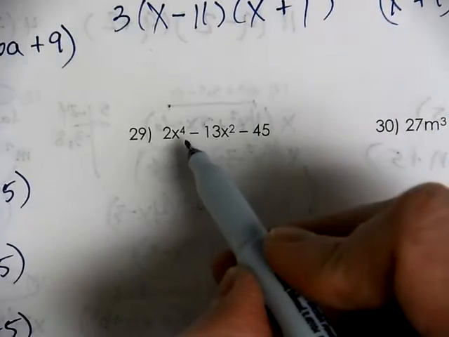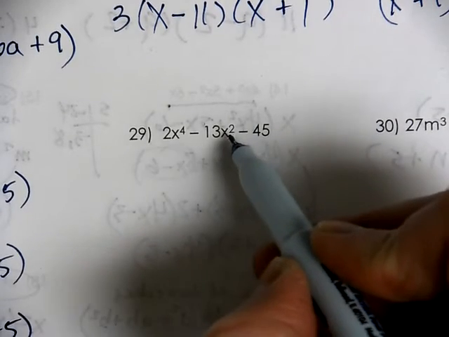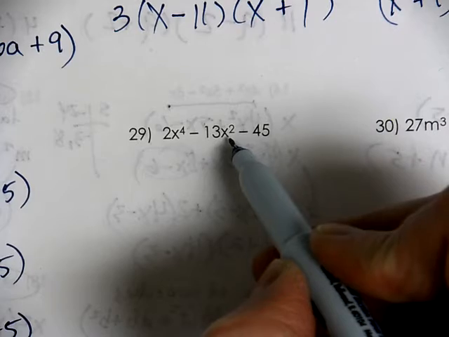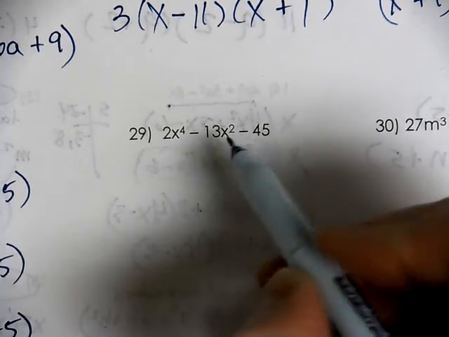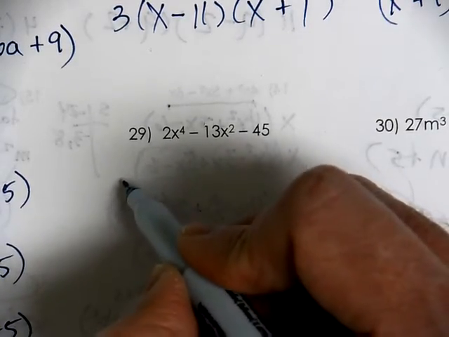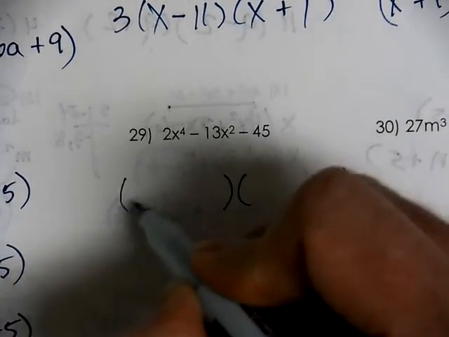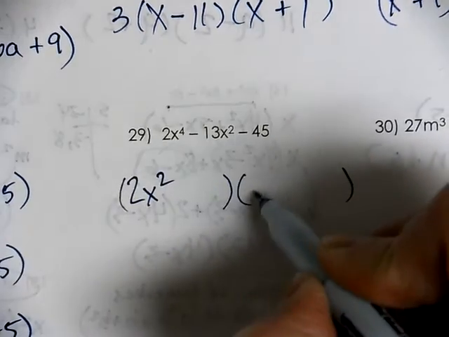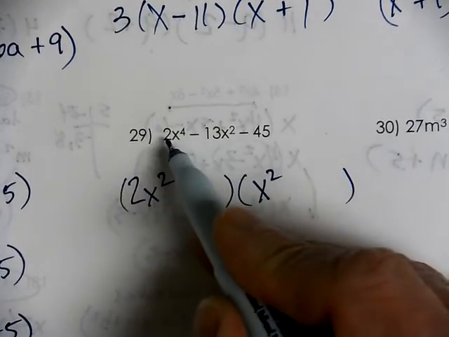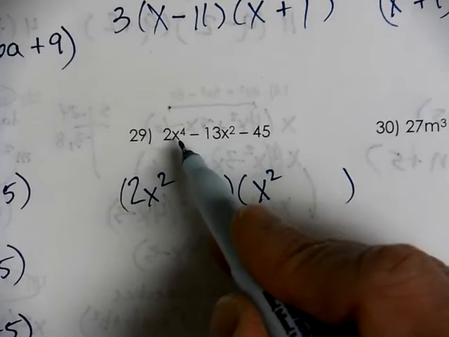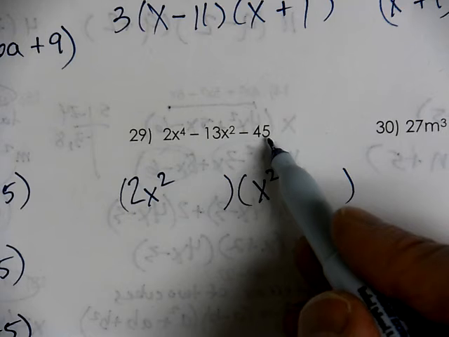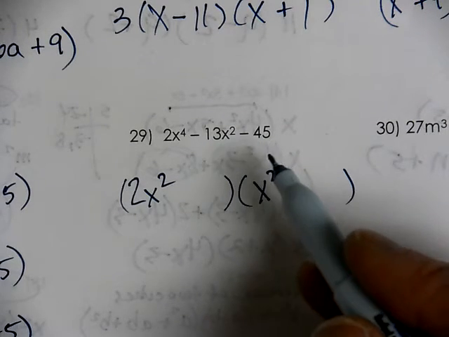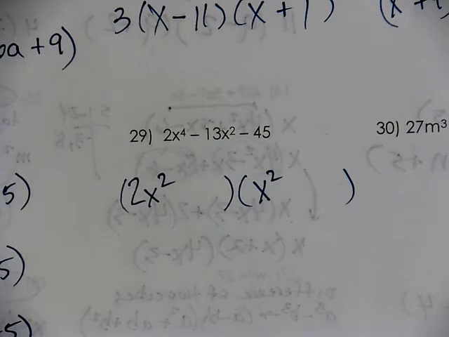We look here at the next one. This is one with x to the 4th and x squared. But this is a pretty big one. Let's see if we can come up with something. If we do 2x squared and x squared, that is 2x to the 4th. Now I need two numbers that make 45. Well, there's a couple different things that multiply to be 45. 9 and 5 is a common one.